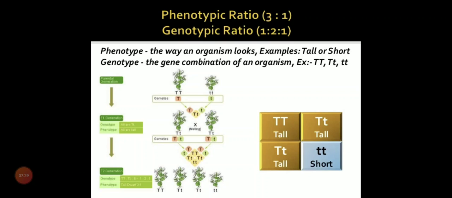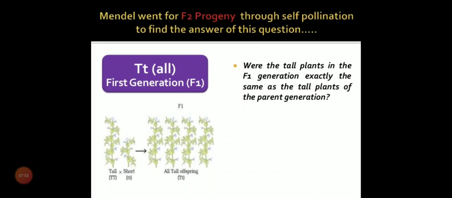So we can say the phenotypic ratio is 3:1. But if we look at the purity of these characteristics, we can say 1 is pure tall, 2 are heterozygous and 1 is pure short. So the genotypic ratio becomes 1:2:1. Now Mendel went for the F2 progeny through self-pollination to find the answer to this question, that were the tall plants in the F1 generation exactly the same as the tall plants of the parent generation.